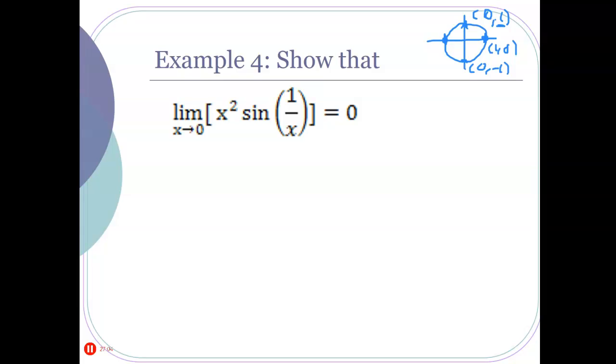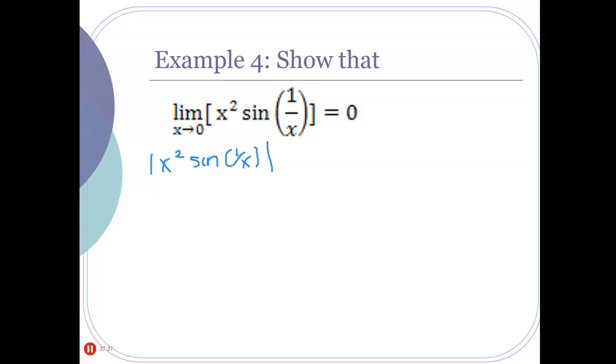So because we know that the range of the unit circle value for sine is 1 to -1, it is fair to say that the absolute value of this function would be less than or equal to the absolute value of x squared.